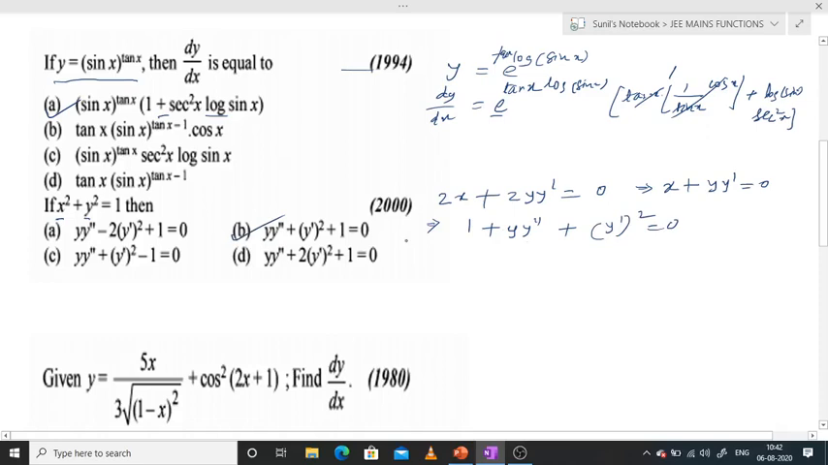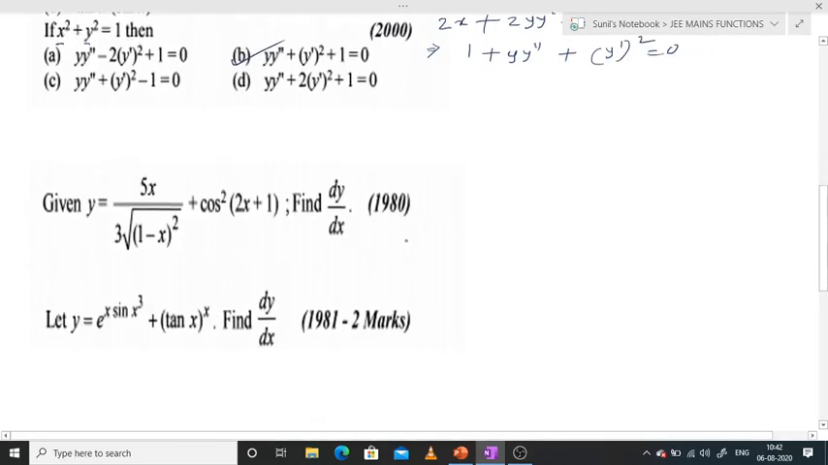So these are the 2 objective questions we did in 2 lines. No need to put more pressure on it. And here we have a subjective question.